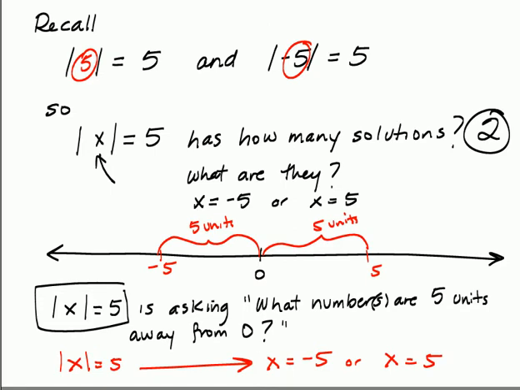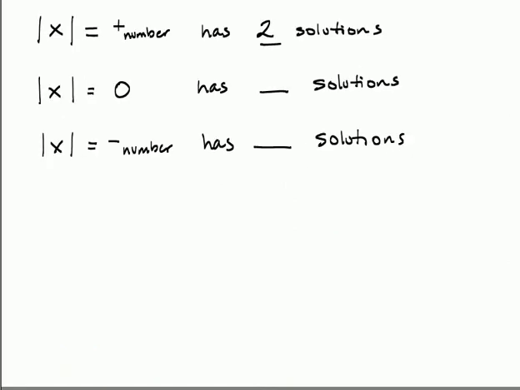Okay, let's see if we can squeeze a little bit more in here. So what we just found is when you have absolute value equals a positive number, it's always going to have 2 solutions. Absolute value of x equals 7: the 2 things you could put in for x are 7 and -7. Okay, we're going to take a look at these where you have absolute value equals 0 and absolute value equals a negative number.